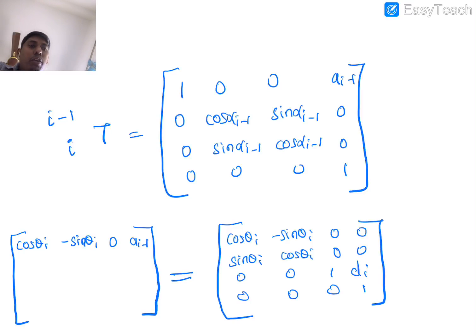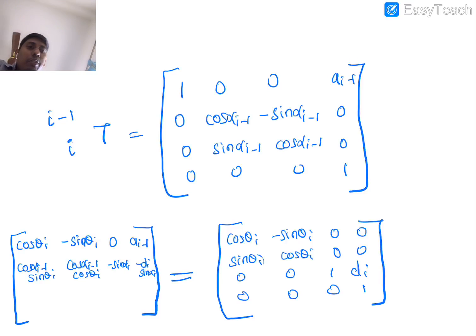Now we'll come back to the second row, first column. What will come? This multiplies with this, so cos alpha_{i-1} sine theta_i, right? Then nothing else will come. Then the second row, second column, you can see cos alpha and cos theta, so cos alpha_{i-1} and cos theta_i. In the second row, third column, you can see minus sine alpha_{i-1}. And the same thing you multiply, the fourth element would be minus d_i sine alpha_{i-1}.